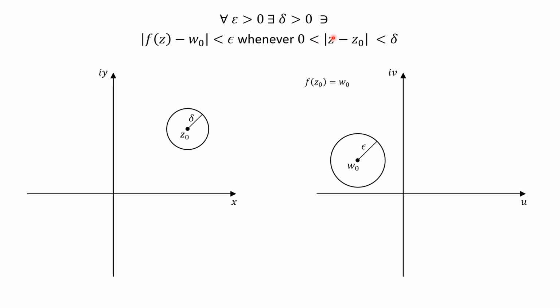So let's say it again. When z is in the disk of radius delta, the associated function f of z is necessarily in the disk about w sub 0 of radius epsilon.